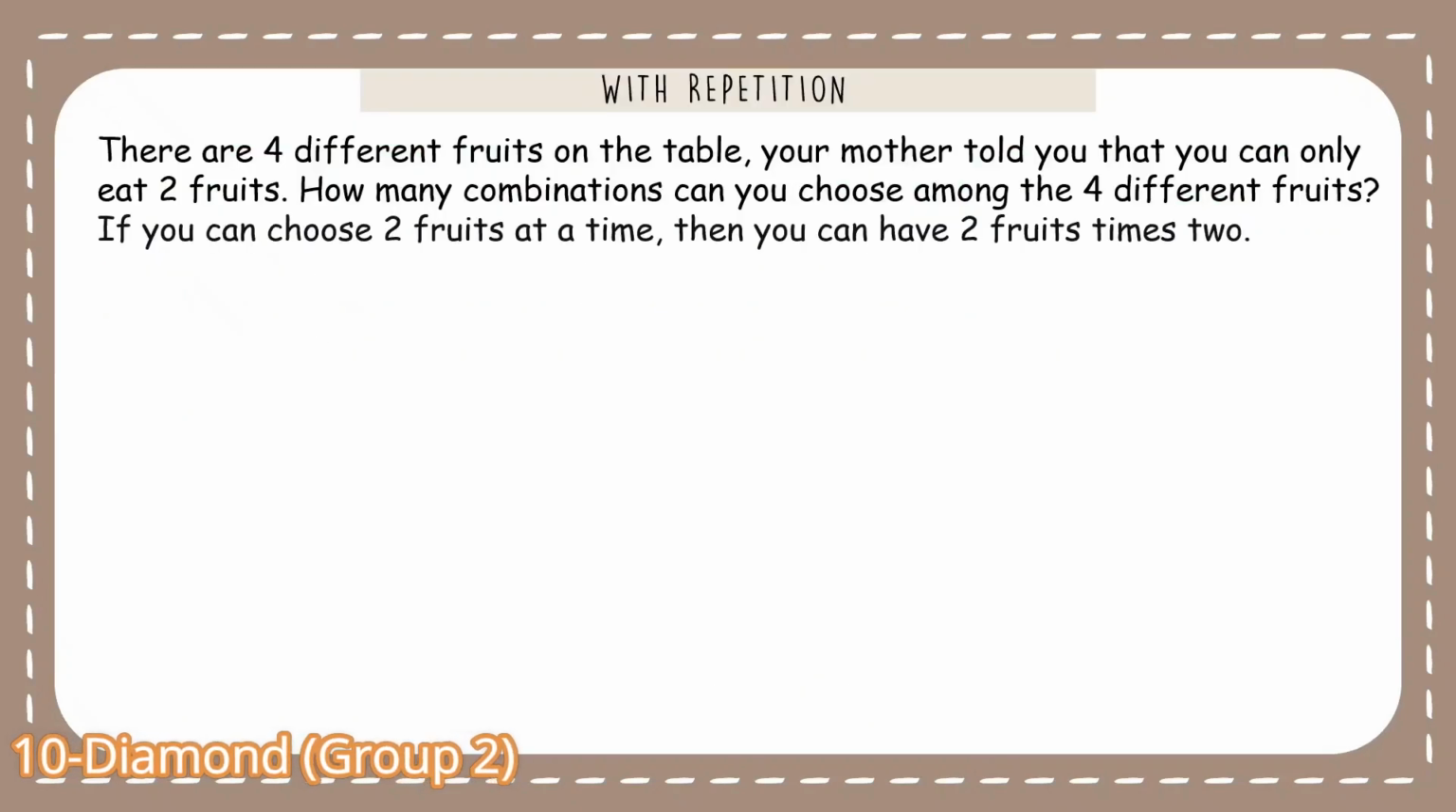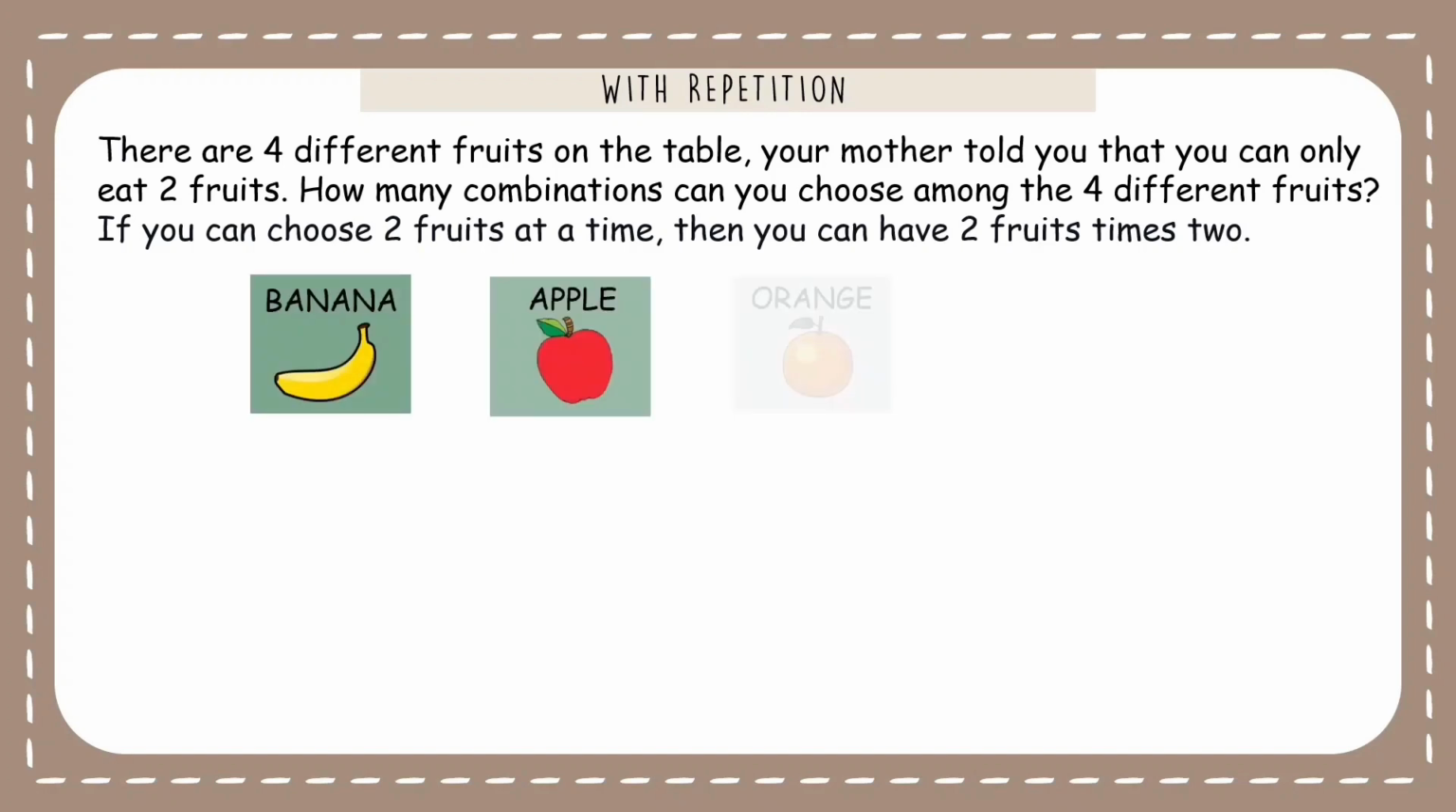If we have combinations without repetition, then we also have combinations with repetition. To understand more, let's have an example. There are 4 different fruits on the table. Your mother told you that you can only eat 2 fruits. In how many combinations can you choose among the 4 different fruits? If you can choose 2 fruits at a time, then you can have 2 fruits times 2.